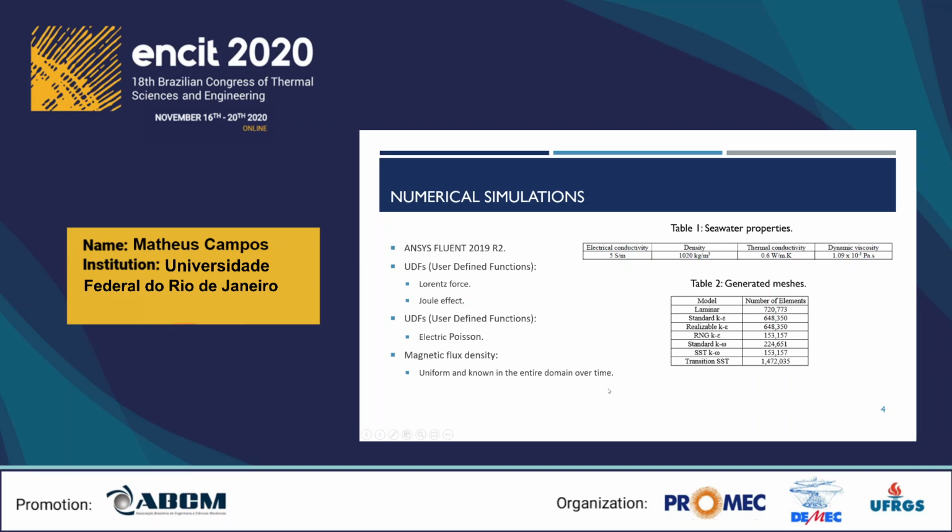The magnetic flux density, as I said before, is considered to be uniform and known in the entire domain over time. The fluid properties that we used are shown in table 1. They are the properties for seawater. We also evaluated during the validation step different turbulence models: the lambda model, standard k-epsilon, realizable k-epsilon, RNG k-epsilon, standard k-omega, SST k-omega, and transition SST. For each model, we ran a convergence analysis to choose the best mesh for each one.